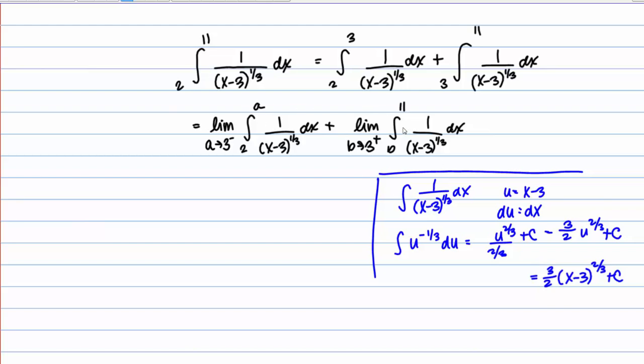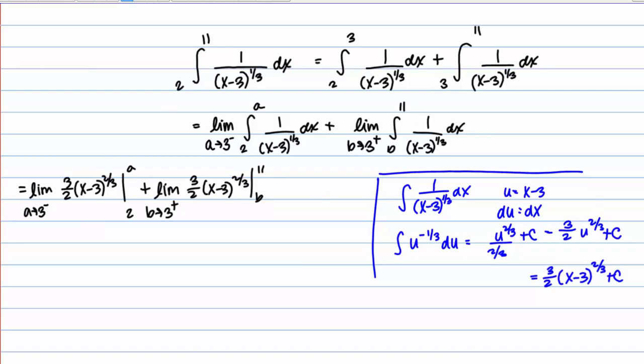So I'm just going to use that result up here with these definite integrals. I'm going to have the limit as a goes to 3 from the left. I want to make sure to always carry those limits along with me, of 3/2 times x minus 3 to the 2/3 power from 2 to a, plus the limit as b goes to 3 from the right of 3/2 times x minus 3 to the 2/3 power, evaluated from b to 11. So now I'm ready to plug in some bounds within each of these limits. So I'll get the following.